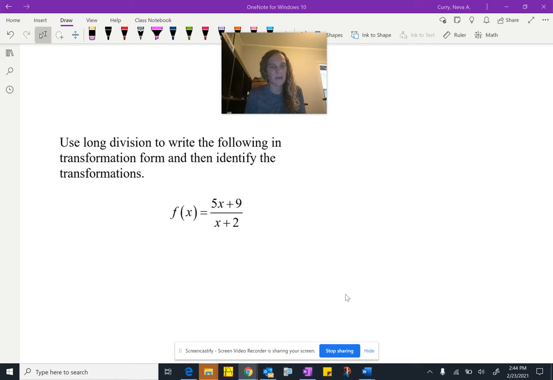Hi, and welcome to the part of the review where we're going to look at the skill of using long division to write a rational function in transformation form. So again, take a moment, write this problem down so that you can follow along. And again, this is f of x equals (5x plus 9) divided by (x plus 2).